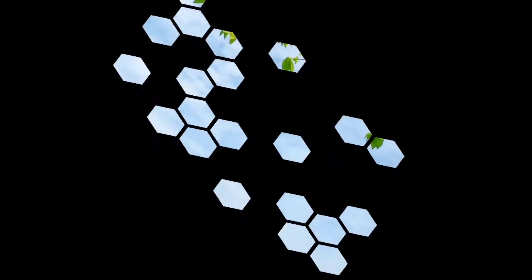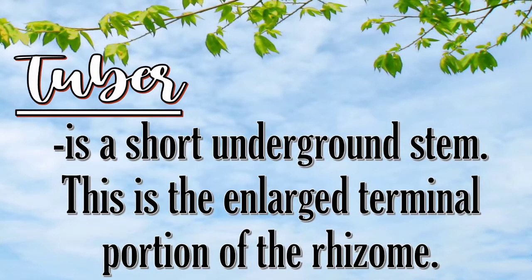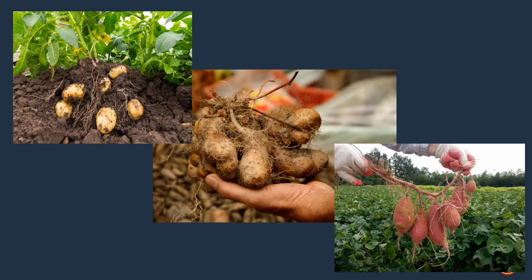Next, the second one. Tuber. Tuber is a short underground stem. Remember, short underground stem. This is the enlarged terminal portion of the rhizomes, the horizontal underground stem. Okay po. Examples are the potato, the tugi, and the kamote. That is the example of tubers.